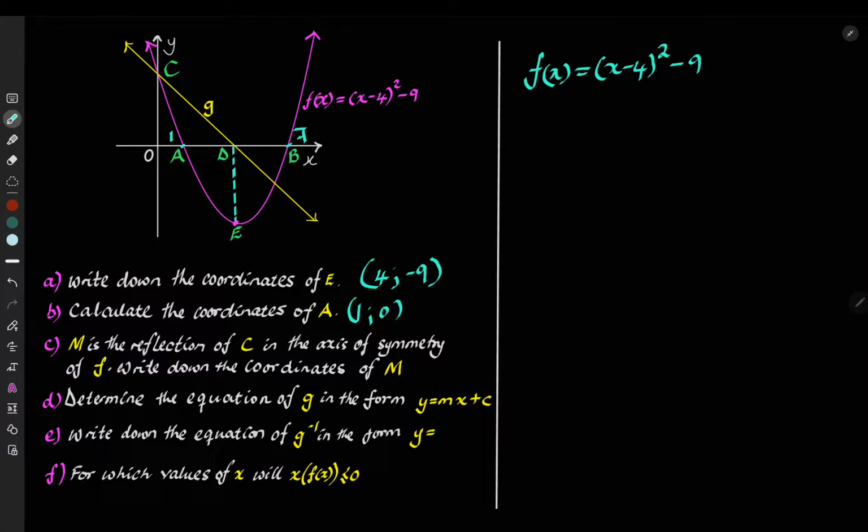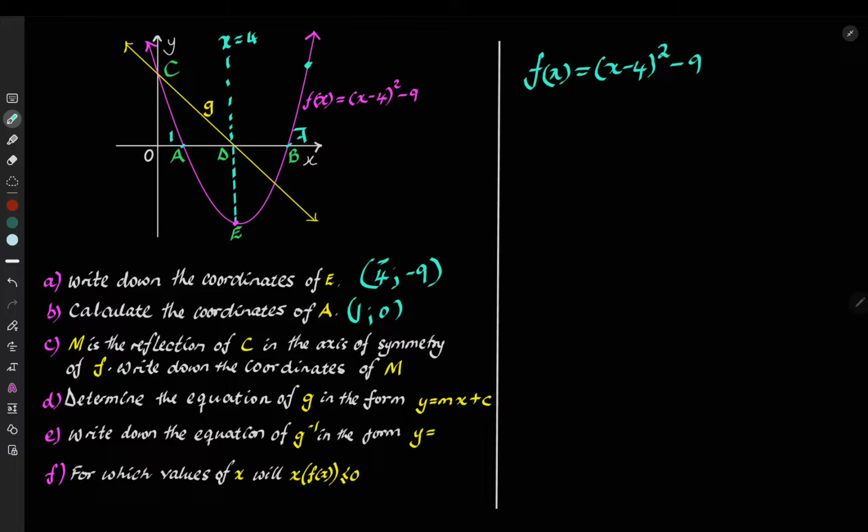Now, in part C, we are told that M is the reflection of C. The M is not there, so it is just a reflection of C in the axis of symmetry of F. So the axis of symmetry, it is always the one line that passes through the turning point. So this is, remember the line x is equal to, remember that was a 4 from here. We calculated this turning point. So it's always the x coordinate of the turning point. So that will be a 4, the line x equals 4. So we are told that it is a reflection of C in the axis of symmetry of F. So in this axis of symmetry, find the coordinates of M.